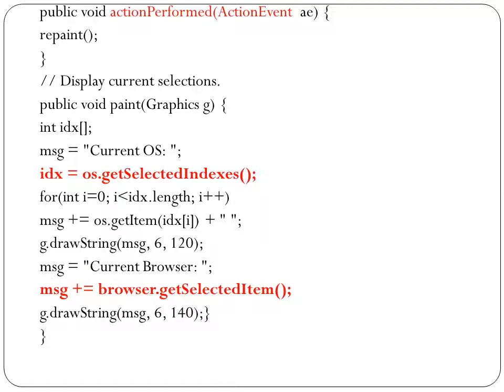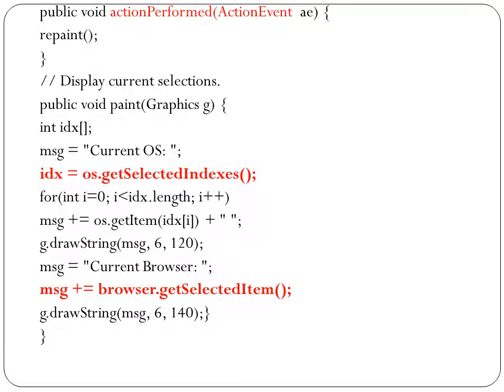Then the method to be defined is actionPerformed. It receives an ActionEvent object. Whenever any item is selected, or when you make changes in the selection, an action event will be generated, and this method will be invoked. It will in turn call the repaint method. Inside the paint method, we are fetching the selected items using getSelectedIndexes if multiple selection is made. If it does not permit multiple selection, we have to use getSelectedItem. If multiple selection is made, we are iterating through that index array and displaying each one which is selected.